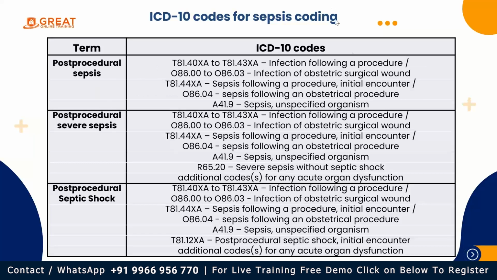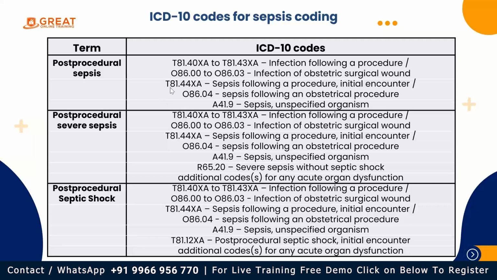And this is the sepsis coding table for post-procedural sepsis. In the case of post-procedural sepsis, we have two different categories. For post-procedural infection of an obstetric wound, we have separate O codes, and for general surgery we have the T codes. So if post-procedural sepsis is there, our first code will be from category T81.40 to T81.49, infection following procedure. And if an obstetric wound infection is there, O86.00 to O86.03, infection of obstetric surgical wound.